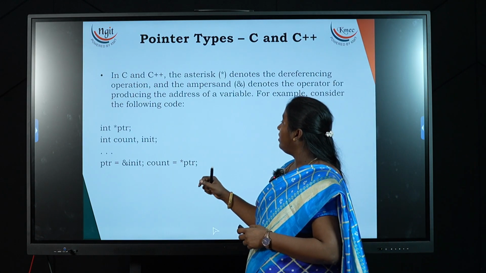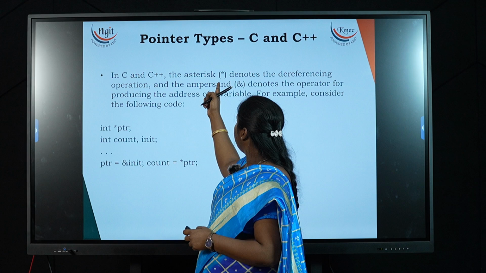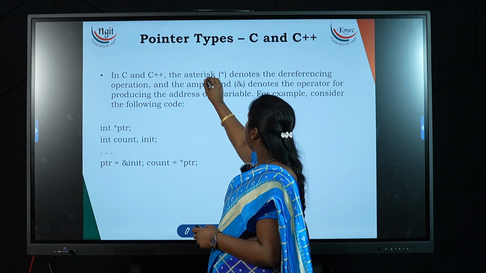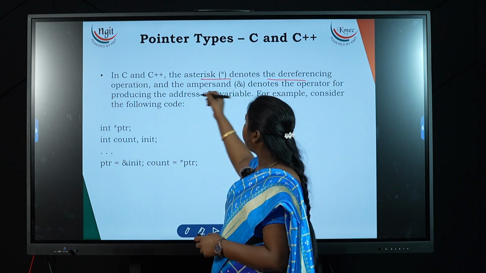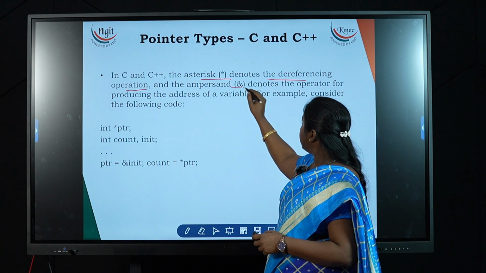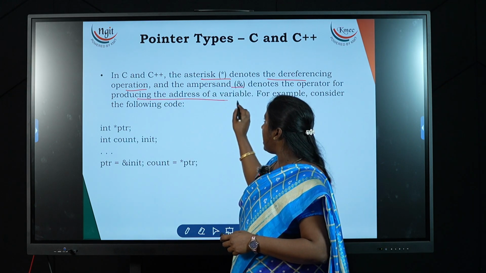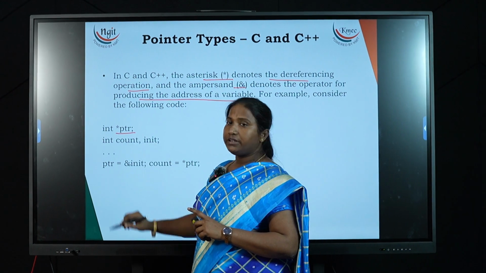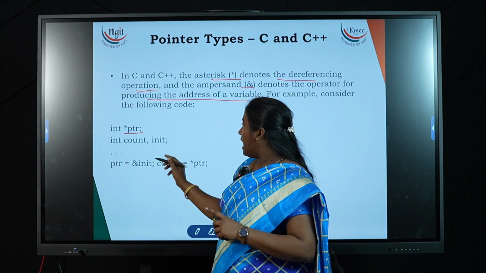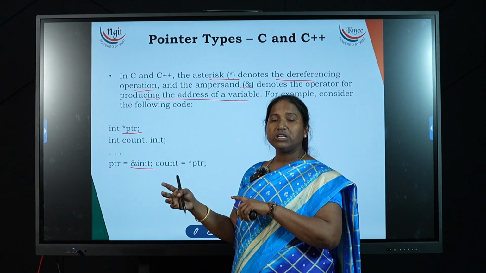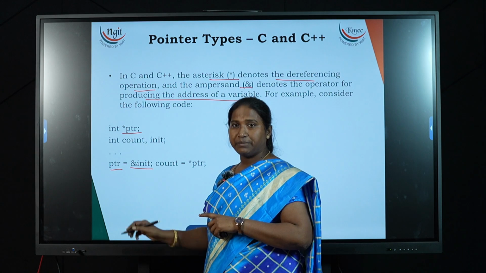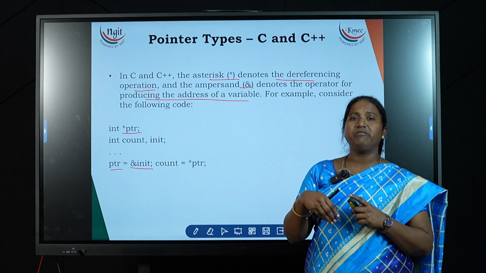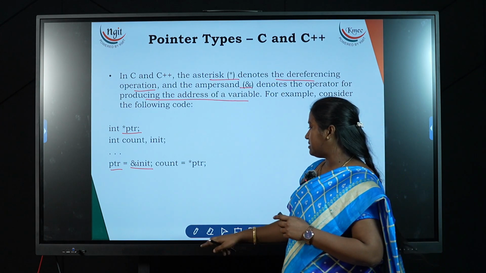Now here is a code. I told you that C uses the asterisk symbol and also the ampersand symbol. The asterisk symbol denotes the dereferencing operation and the ampersand denotes the operator producing the address of a variable. Those are the two symbols we see here. Star pointer is the dereferencing operator, and the address is stored into this variable. This is the prominent syntax of a general pointer variable in C based languages.